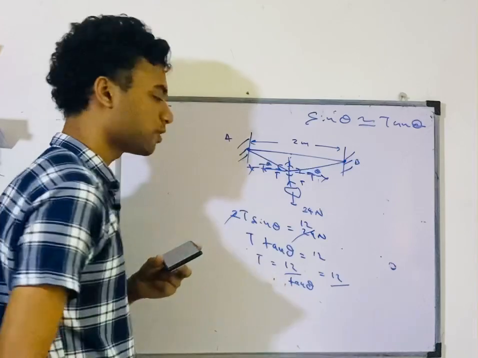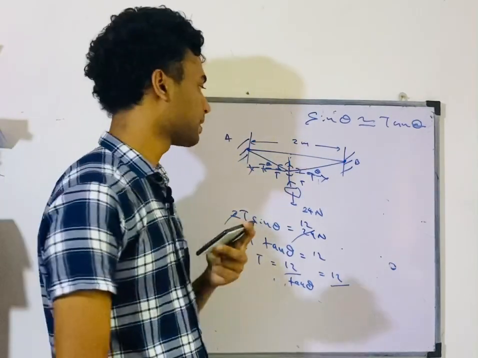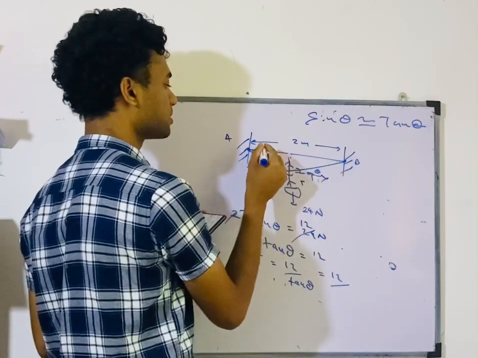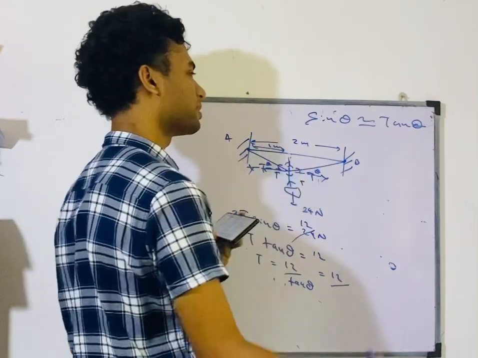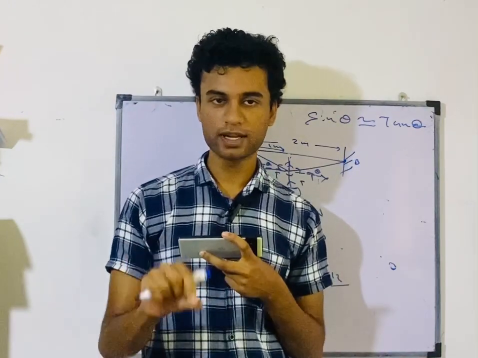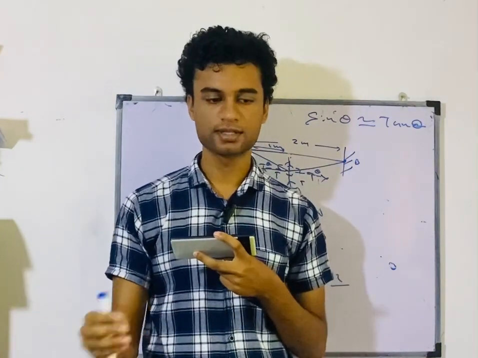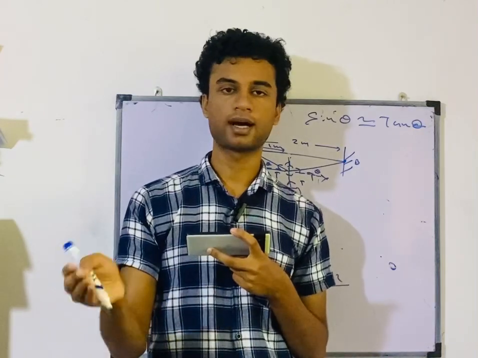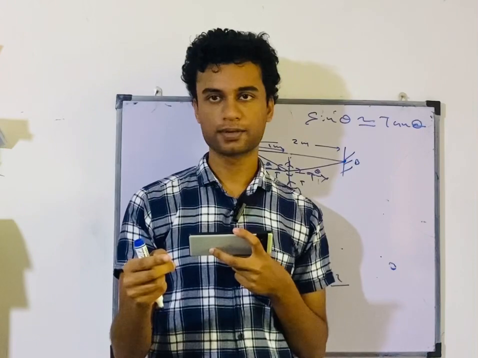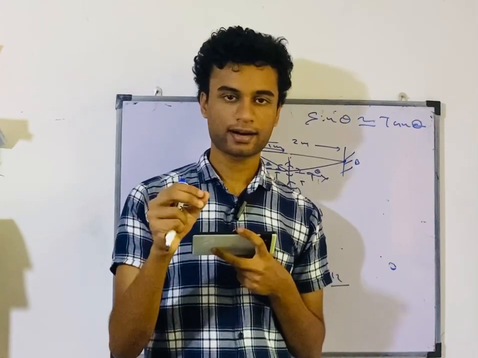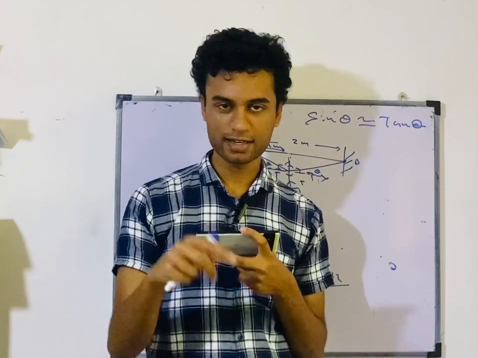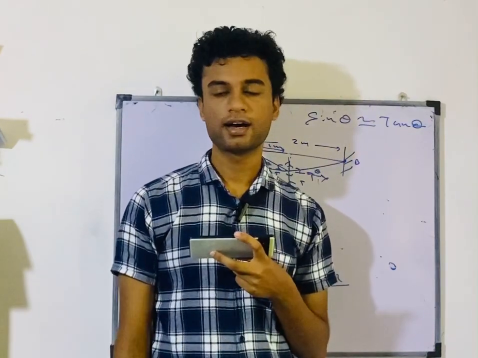Okay, what is the value of tan theta? Tan theta means opposite over adjacent. Adjacent is 1 meter. You can remember it like this: SOH CAH TOA. SOH means sine theta is equal to opposite over hypotenuse. CAH, cos theta is equal to adjacent over hypotenuse. Then TOA, tan theta is equal to opposite over adjacent.